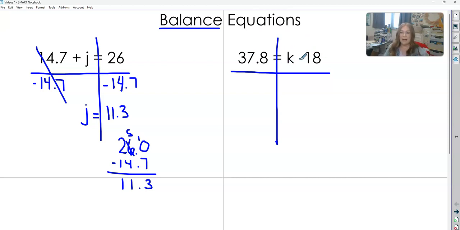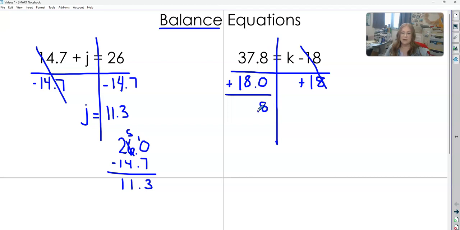So here we have minus 18. So the opposite of that is to add 18. So that cancels out. But if I do it to this side, I need to do it to the other side. And we want to make sure we line those decimals up. Here's the tens place. Here's the ones place. Here's my decimal. There's my tenths place. We're lining those decimals up. So 8 plus 0 is 8.